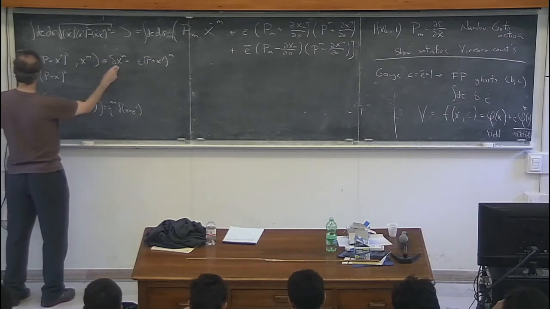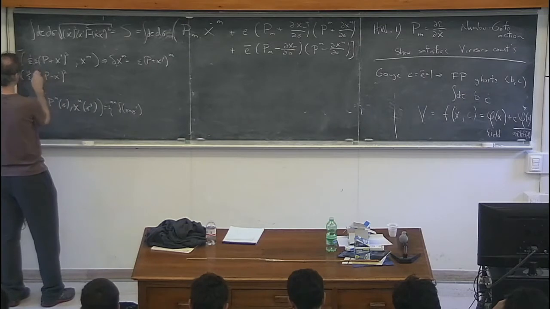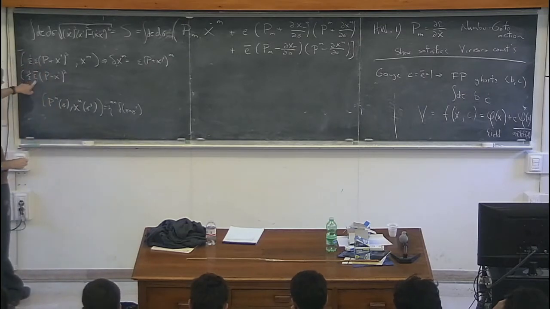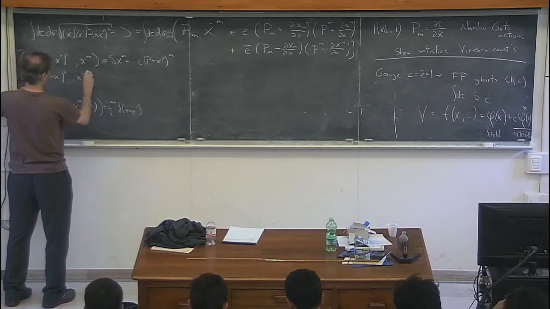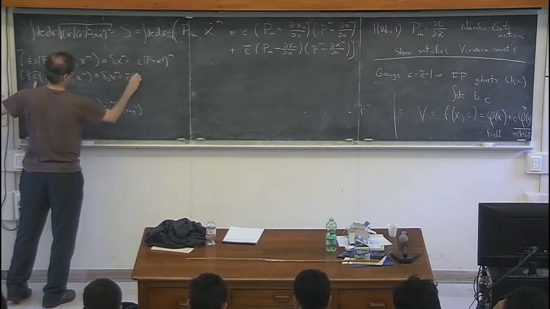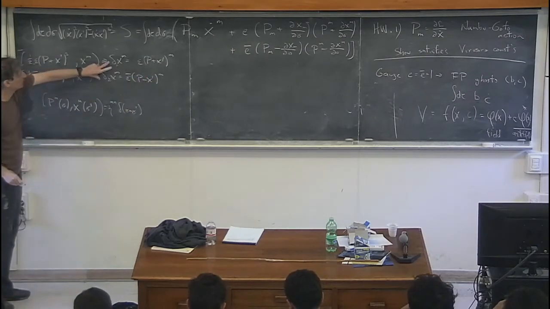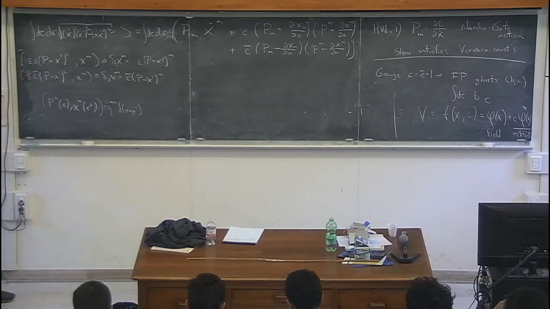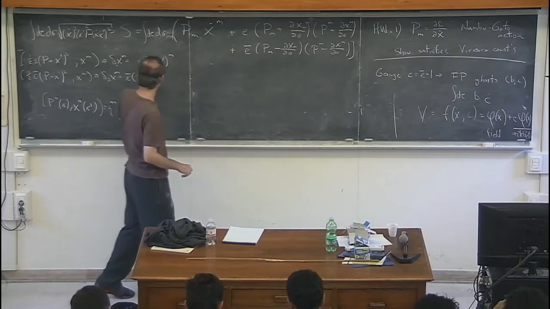So this is, let's call it delta 1. This is the one generated by epsilon, and I'll call this one delta 2, the one generated by epsilon bar. So this transforms like P minus X. So these are the transformations of X under these two constraints. Okay. So this is the gauge transformation.